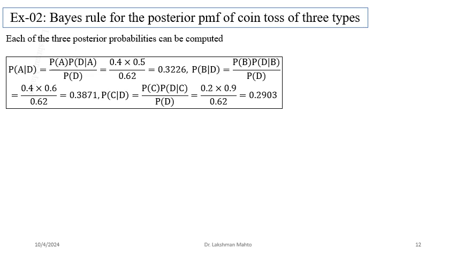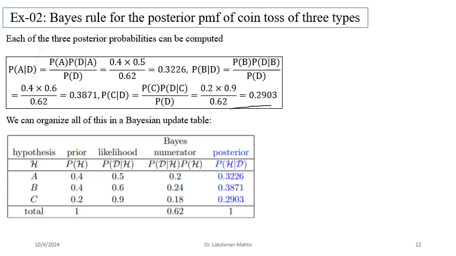It is 0.322. Simplified, what is the posterior probability of B? Simplify it this way, it is 0.3871. The posterior probability of C given D is 0.2903. So these are the posterior probabilities that you have to compute. We solved all of these through the module 1 approach, the event kind of approach.